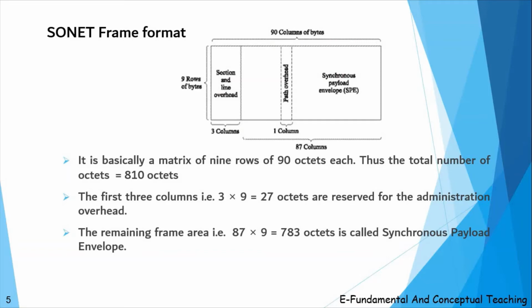The section overhead is used to provide framing, error monitoring and management functions. The line overhead is used to provide synchronization and multiplexing for the path layer as well as protection switching capability. The remaining 87 columns of the frame consist of the information payload that carries the path layer information.